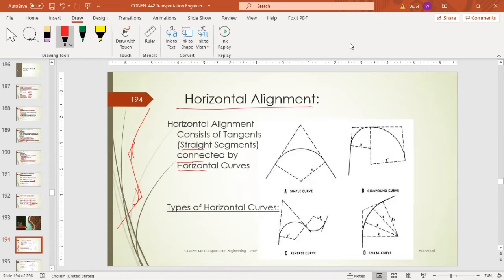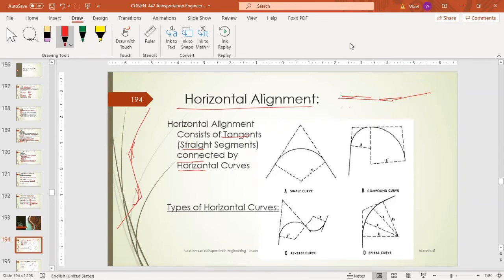How do we select these tangents? Usually we select these tangents based on, for example, a water stream or a geographic boundary between two sides, or a property line between two ownerships. This is how we try to select these tangents. Then we go on to connecting these tangents together with curves.